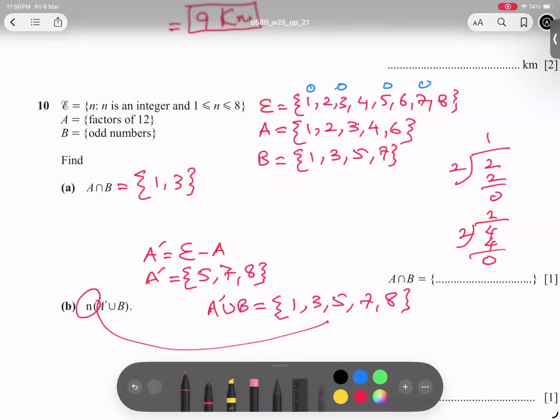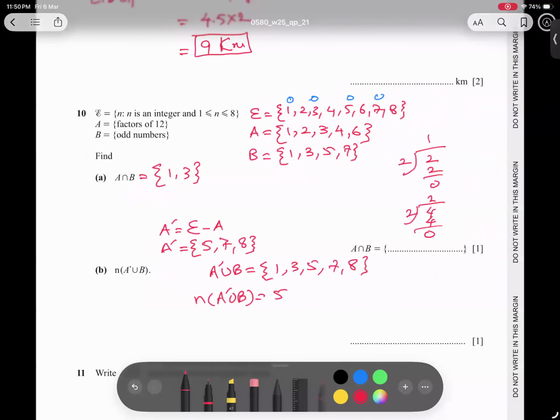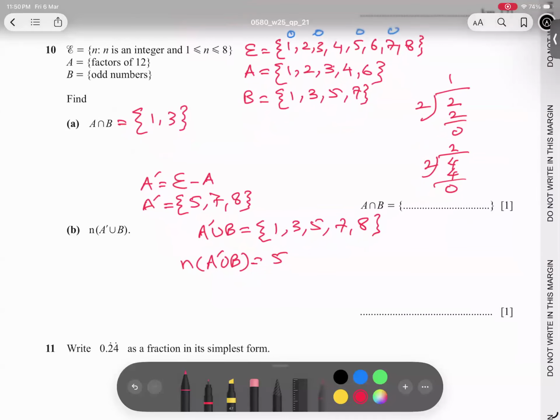But he talks about small n, which stands for the number of members. How many members are in this? I can count 1, 2, 3, 4, 5. I hope you people understood well. I hope the concept is very clear. Let's talk about the next one.